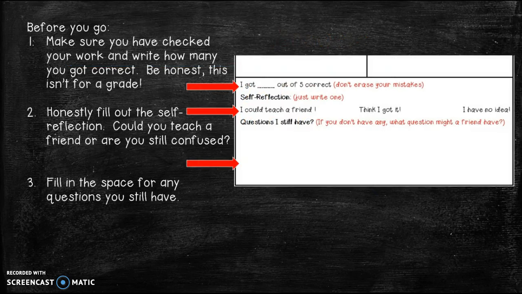Remember, before you go, make sure you've checked your work and you write how many you got correct. Be honest, it's not for a grade. And could you honestly teach a friend, or are you still confused? And then, do you have any questions? Maybe a question a friend might have. Go ahead and write that in the space below.